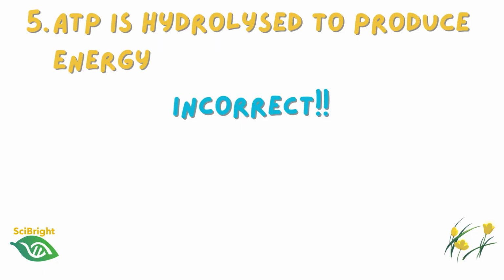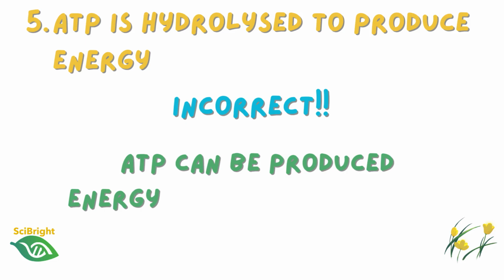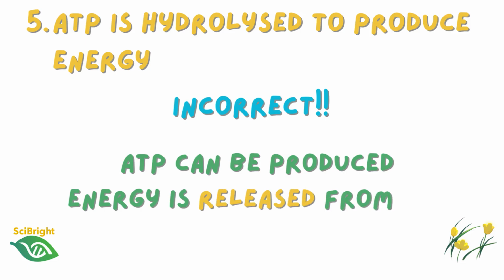Top error number 5, ATP is hydrolyzed to produce energy. Now, you would not even have been able to get away with this at GCSE. The law of conservation of energy states that energy cannot be created or destroyed. You cannot say produce, as essentially you are saying create energy here. Now, you can produce ATP, but you release energy from ATP.